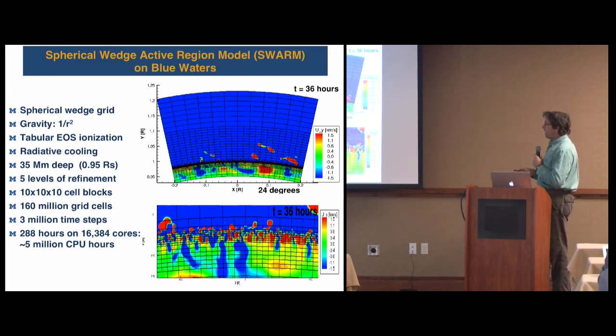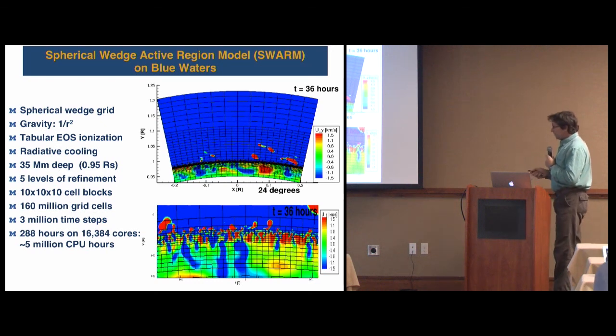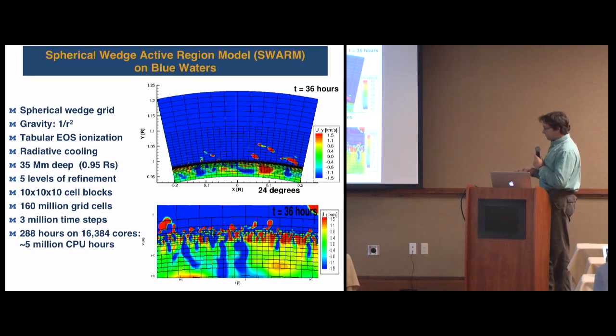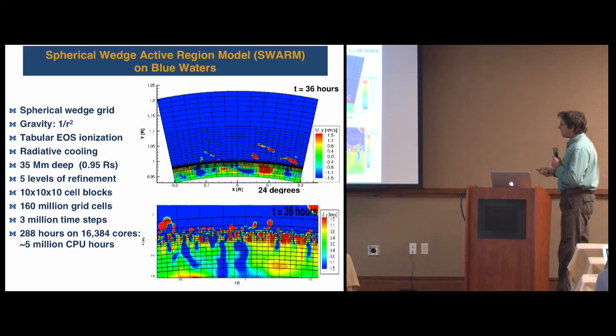It's important to include ionization of hydrogen and helium going through the corona because the temperature is falling off from about 250,000 degrees at the base of the model, which is at 0.95 of the solar radius, coming up to the photosphere where the temperature is only 5,000.